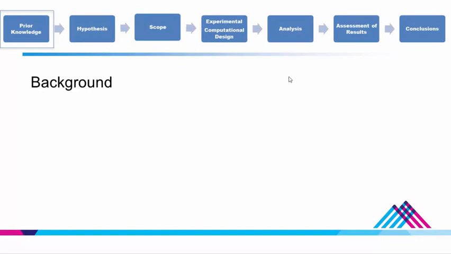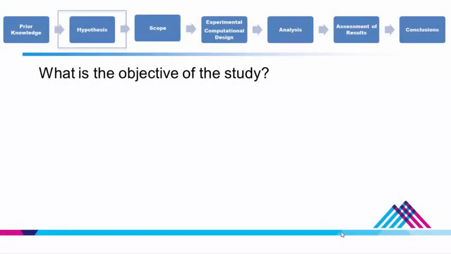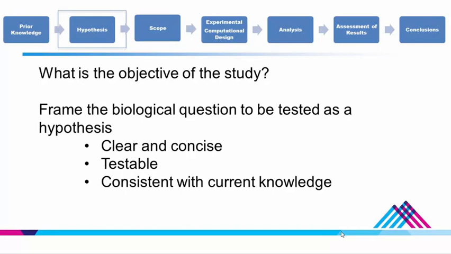First, one must survey the literature and determine what is known, and more importantly, identify what the gaps in our current understanding are that need to be addressed. Once we have this information, we can formulate the objective of the study or the research question. One can go further and frame the biological question as a hypothesis. One must ensure that the hypothesis is clear and concise, that it is experimentally testable, and more importantly, that it is consistent with all the knowledge that we have available.